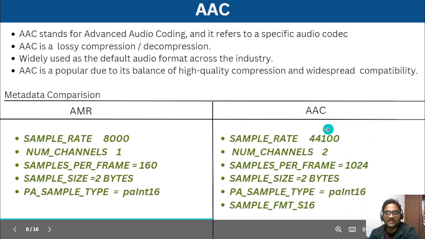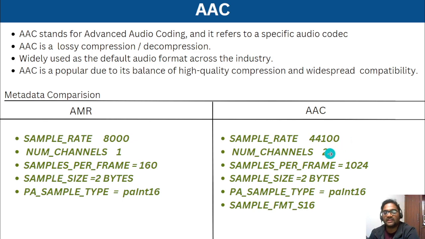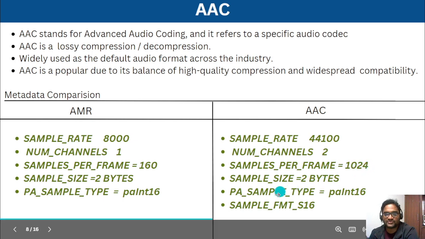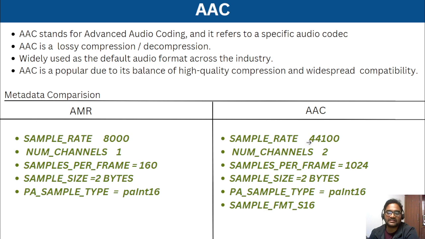For AAC, the sample rate we'll be using is 44,100, which is a standard sample rate, and we'll be using 2 channels, like stereo. Samples per frame is 1024, and sample size is 2 bytes, and this is for PortAudio. While capturing, we are capturing in 16-bit, and FFmpeg will also encode in that 16-bit format. These are the specifications we need to take care of before you start the capturing and encoding from the AAC point of view. Okay, I hope I am clear until this point.